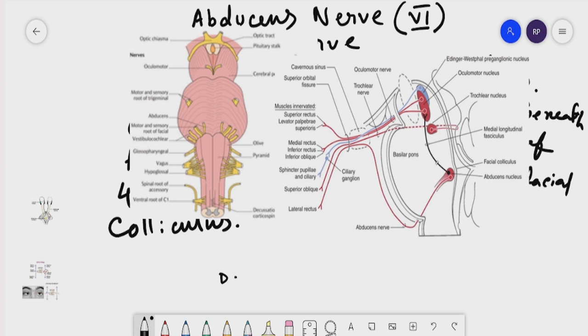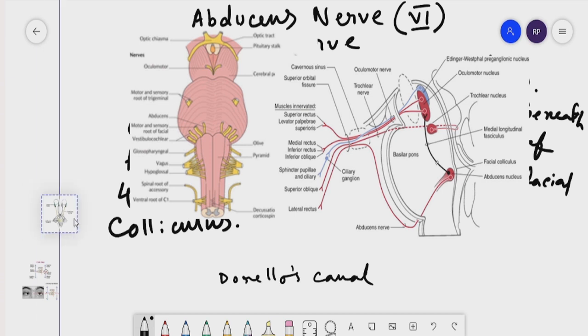This is the Dorello's canal. This Dorello's canal is situated at the apex of the petrous temporal bone, and then it goes medially to the cavernous sinus. This is the cavernous sinus, and then enters the orbit through the superior orbital fissure, and then it supplies the lateral rectus muscle of the eyeball.